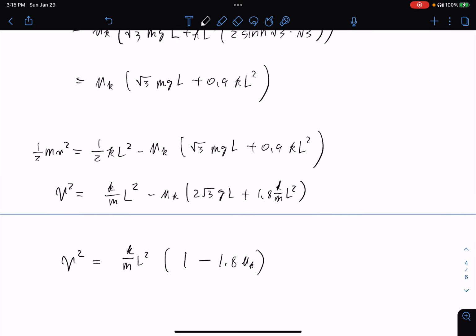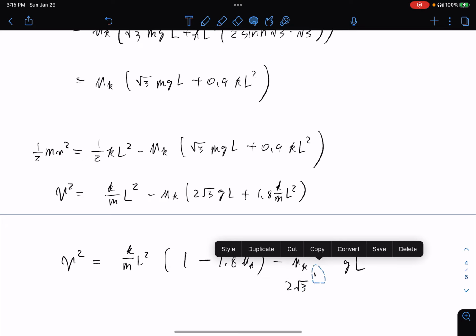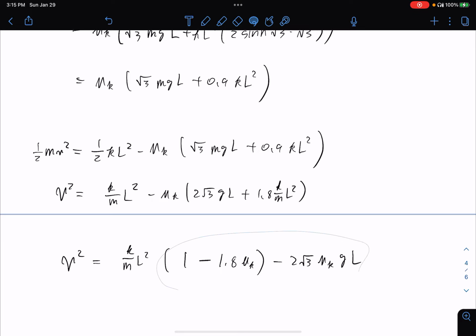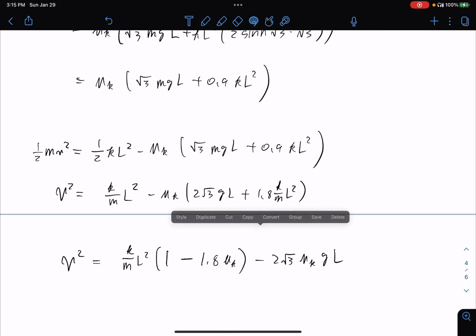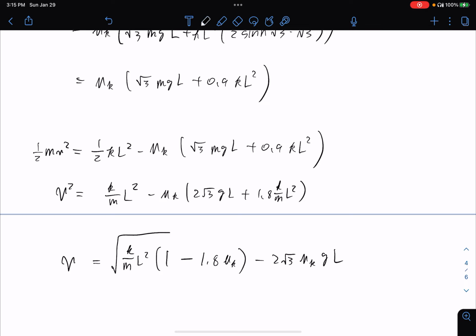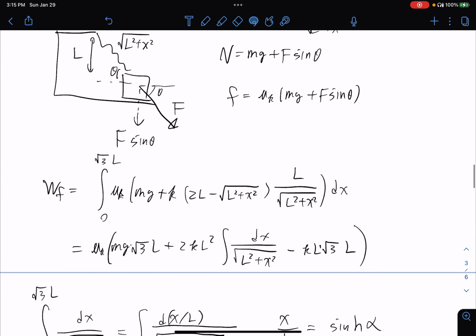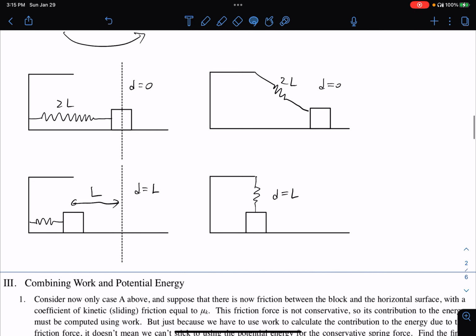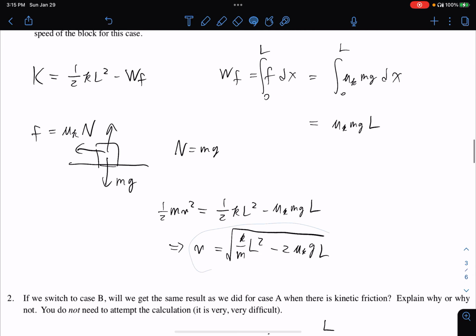And then the second term will be minus mu k times 2 square root 3 g L, or let's swap 2 square root 3 with mu k. So by taking the square root of everything, I can arrive at the speed of the block at the end for scenario B. I can compare that with scenario A over here. Where is scenario A? A is here. So this is the final speed for scenario A.